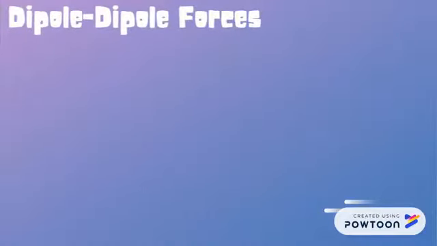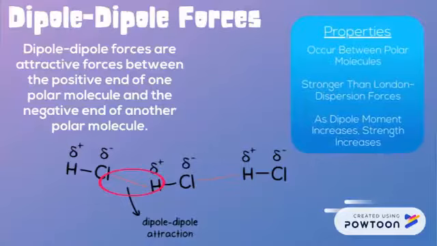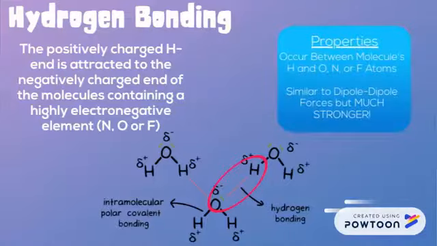Dipole-dipole forces are attractive forces between the positive end of one molecule and the negative end of another molecule. They occur between polar molecules. They are much stronger than London dispersion forces, and the strength of the bond increases as the dipole moment increases. Hydrogen bonding occurs when the positively charged hydrogen end of one molecule is attracted to the negatively charged end of another molecule. This molecule must contain an oxygen, nitrogen, or fluorine. It is very similar to the dipole-dipole force, but is much, much stronger.